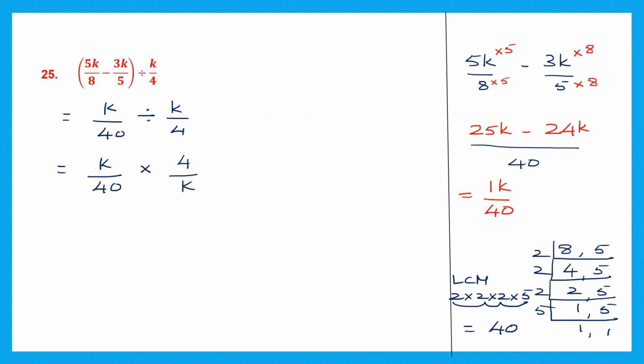Now let's see what we can cancel. We can cancel k and k. We can also cancel 4 and 40. 4 1s are 4, 4 10s are 40. So here we have 1 by 10. All the others have got cancelled. So 1 by 10 will be our final answer.